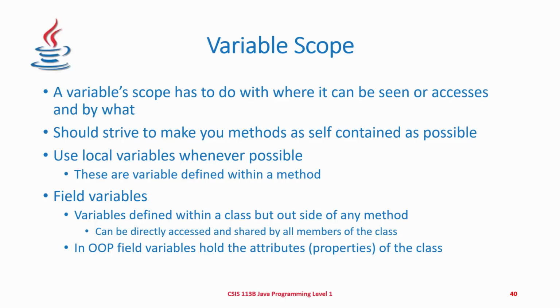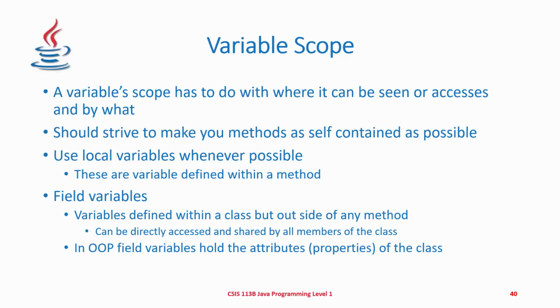Local variables are being defined within the method. Field variables are the variables that you define within the class outside of any methods. So the field variables can be directly accessed and shared by all members of the class. When you're creating classes in object-oriented programming, field variables are the attributes or the properties of the class.